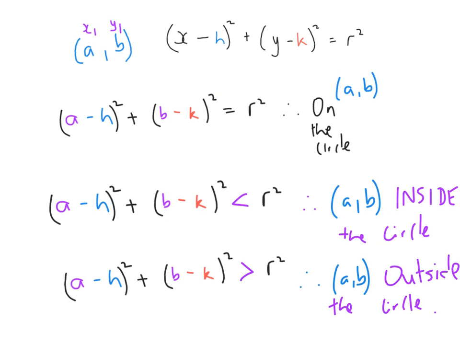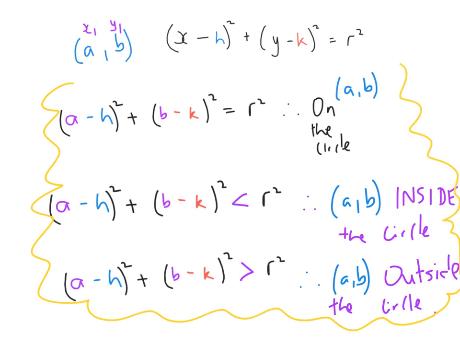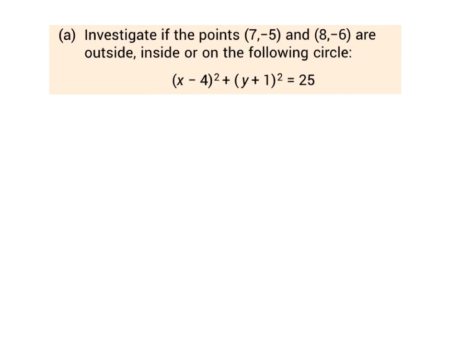Okay, so make sure that we get these all taken down, very important, into our copy, and then let's do a question and have a look. Here we're asked to investigate if the points lie outside, inside or on the following circle. So we'll deal with the first point first, which is 7 comma minus 5. We'll just call that x1, y1 or a and b, whichever, it doesn't matter. And so here we're going to sub it in.